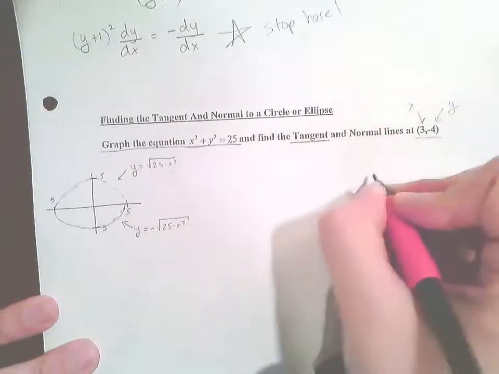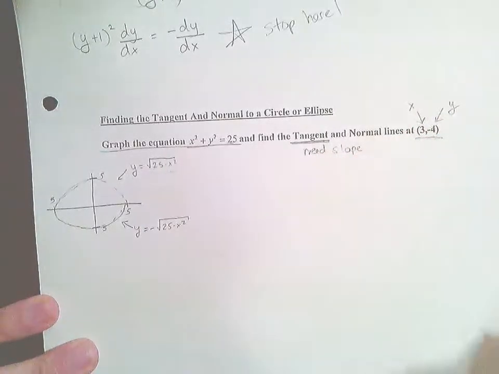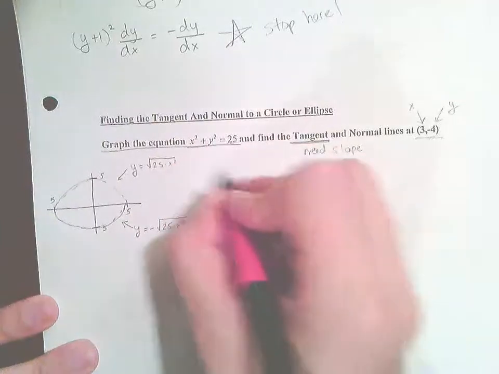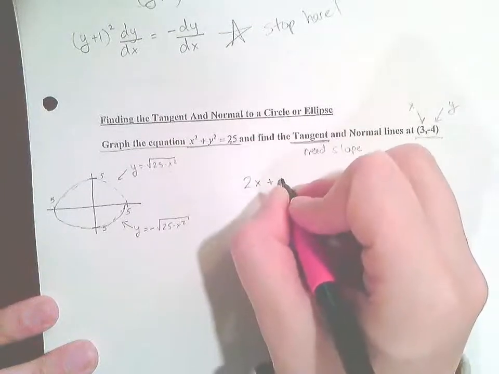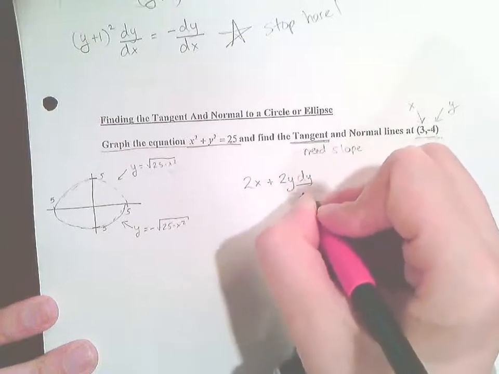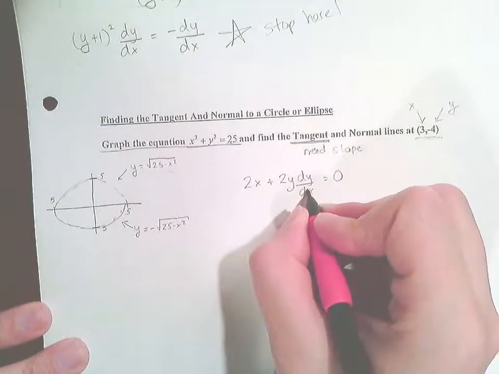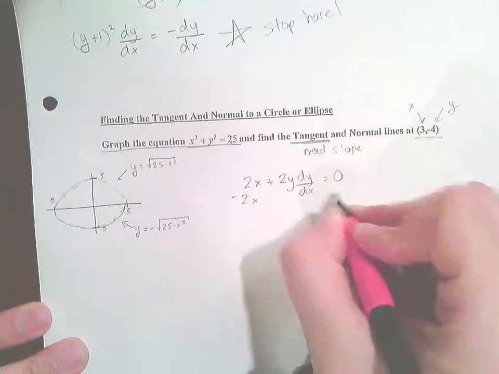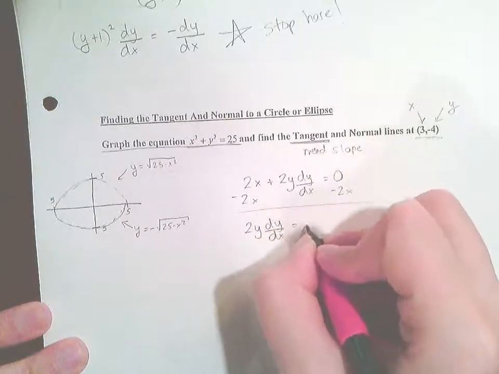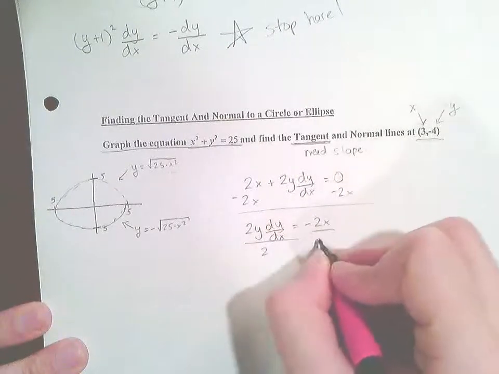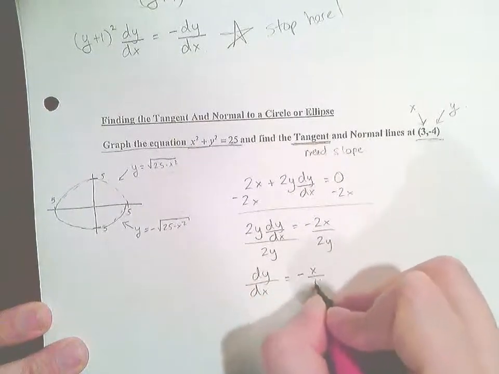So when we're finding the derivative, the reason we're finding the derivative is because we need the slope, and remember the slope is given by the derivative. So let's find the derivative of this. The derivative of x squared is just 2x, plus the derivative of y squared, which is 2y times dy/dx. And then the derivative of 25 is just 0. So now we're going to get dy/dx by itself. So I'm going to subtract 2x from both sides. So we're left with 2y dy/dx equals negative 2x. Divide both sides by 2y. So dy/dx equals negative x over y.